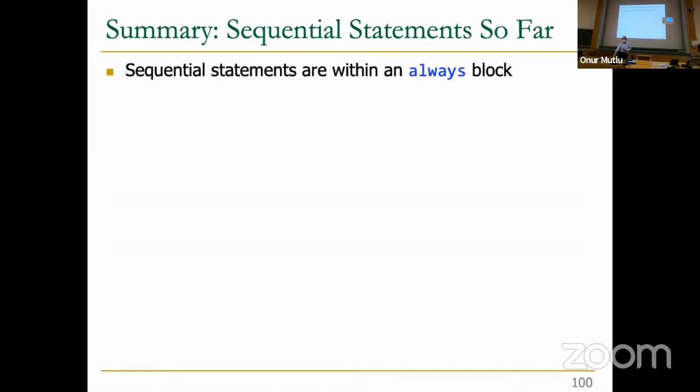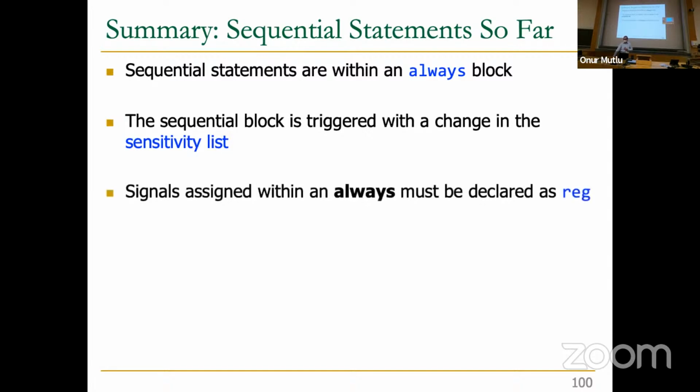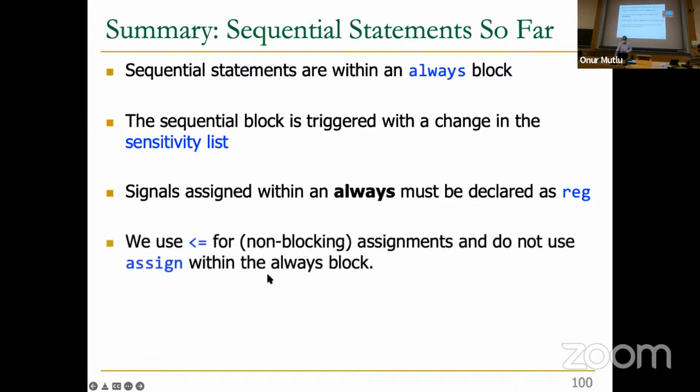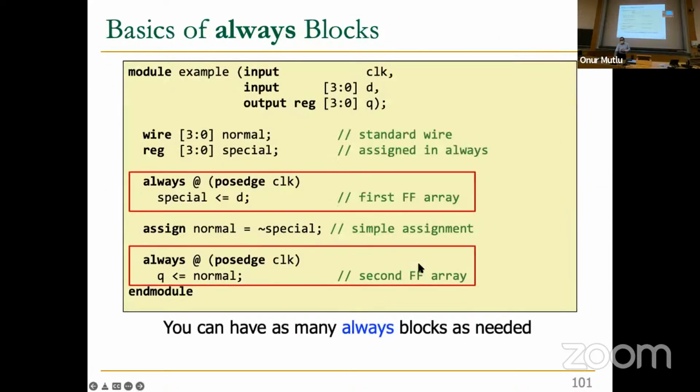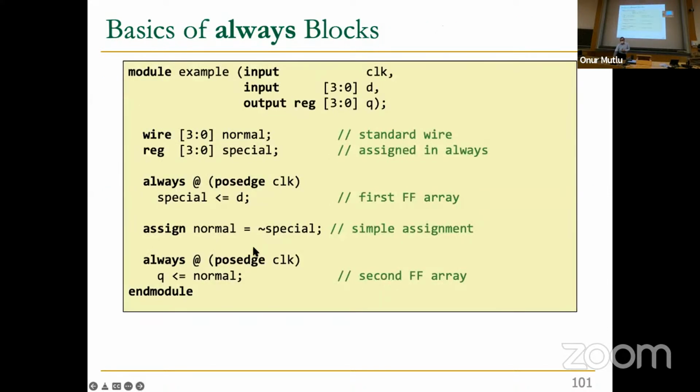sequential statements so far. Sequential statements are always within an always block. The sequential block is triggered with a change in the sensitivity list, don't forget that. And signals assigned within an always must be declared as reg. You use the less than or equal to sign for non-blocking assignments and do not use the assign statement within the always block. We will see non-blocking versus blocking next. Assign is really for wires, essentially, not for always statements. Okay, let's take a look at some more basics of always blocks.